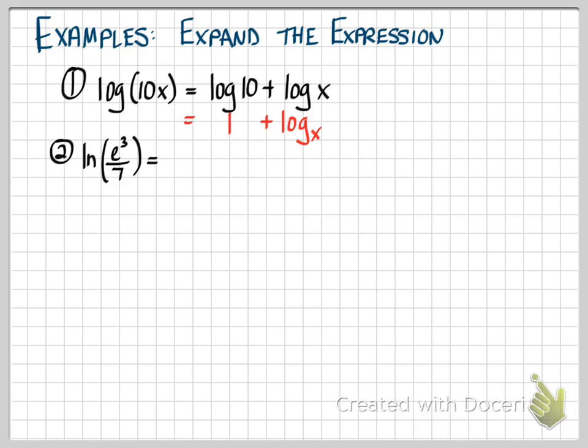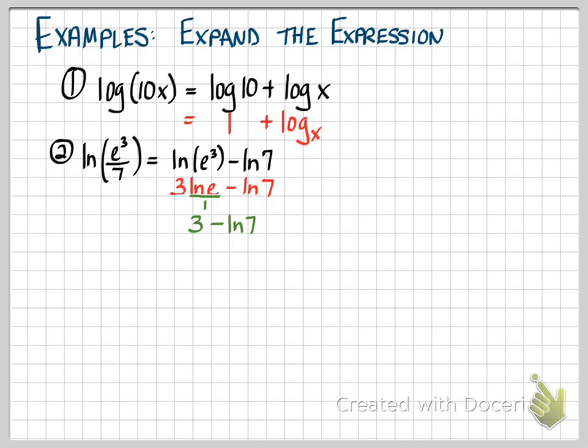Question 2 is going to be similar, but we're going to start by using the quotient rule. Natural log of e to the third over 7 can be rewritten as natural log of e to the third minus natural log of 7. But I notice natural log of e to the third can be expanded further. So I've used the quotient rule, but now I'm going to use the power rule to expand it to 3 natural log of e.